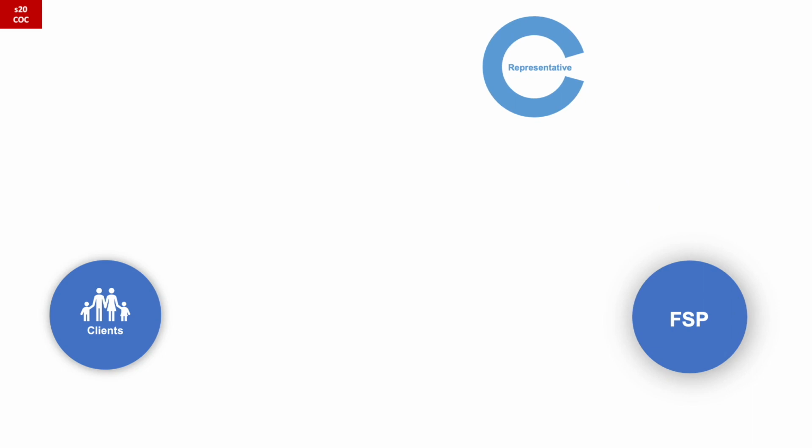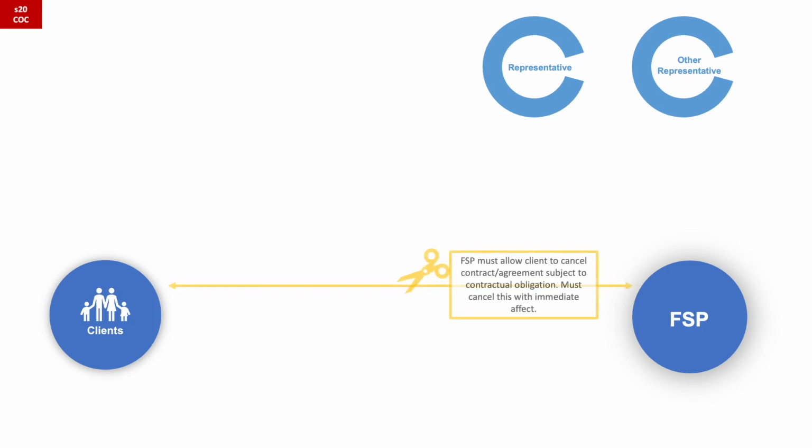But as soon as the representative is debarred, resigns, etc. from the FSP and ceases or stops to act on behalf of the FSP, the FSP must hand over the work of that representative to another fit and proper representative within the FSP, so that the rendering of the financial services to a client is not hampered and/or disadvantaged. The FSP must allow the client to cancel a contract or agreement, subject to the contractual obligations as outlined in the contract, with immediate effect.